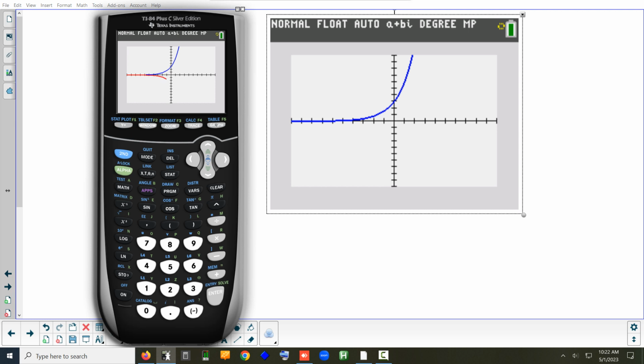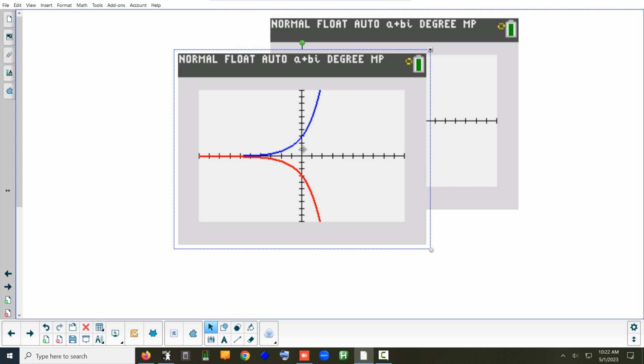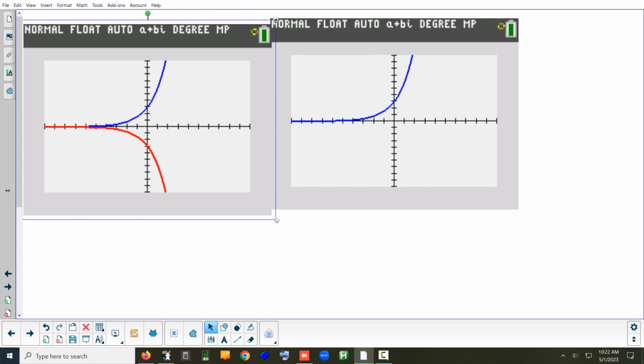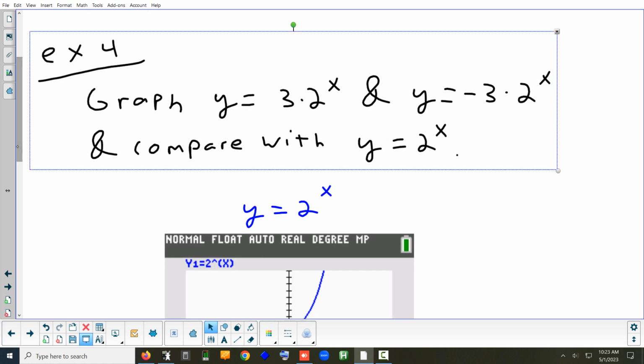Can anyone explain to me what happened? How would you describe the blue one compared to the red one? Yeah, it's like it was flipped, right? So if this was like a piece of paper and you folded it right on the x-axis, the blue one would land right on top of the red one. So that's an example of what we call a flip. When we deal with a problem that takes something and puts a negative in front of it, we're going to see that that negative causes a flip.